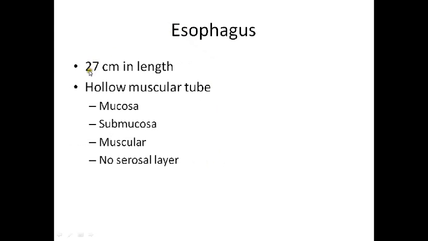The esophagus is a hollow muscular tube, 27 centimeters in length. There is a mixture of voluntary and involuntary musculature within the esophagus. The layers are mucosa, submucosa, and deeper than that, muscular. There's no serosal layer, meaning there are no secretions associated with the esophagus.